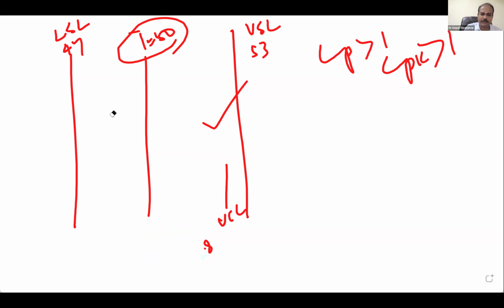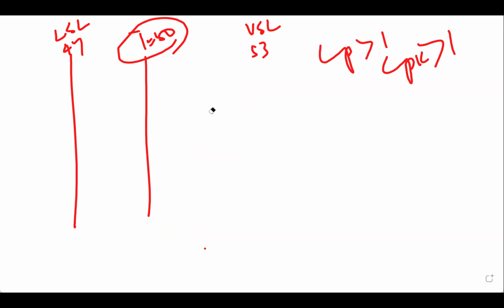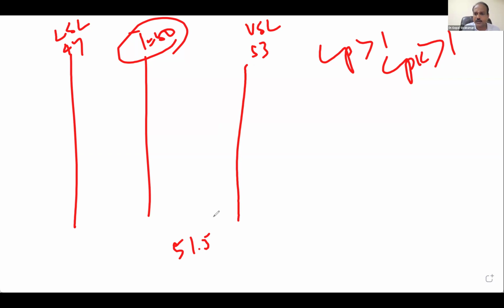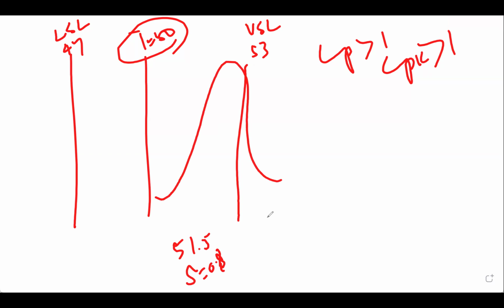Suppose average is not 50. Average is 51.5. What happened now? Your process is shifted. Can you see that? Your process is shifted to the right side. But standard deviation wise, the same value. Spread is okay. But process is shifted to the right side. Now you will see your process operating in this manner. Do you think your process is now capable? No. No. No. So many rejections are happening.